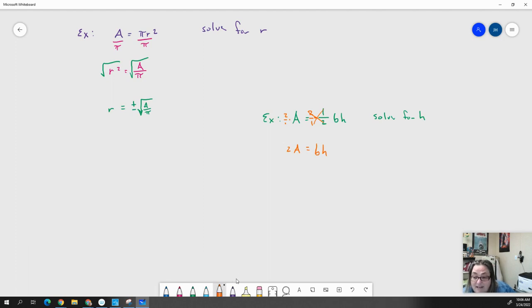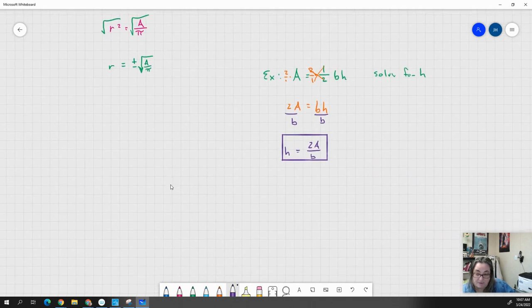So the last thing that I have to deal with at this point now, the only thing still being done to that H is I've got B being multiplied to it. So I'm going to divide both sides by B. And I will wind up with H equals 2A over B. So I'm going to do one more, and then I'll let you be, something that mixes things up a little bit.